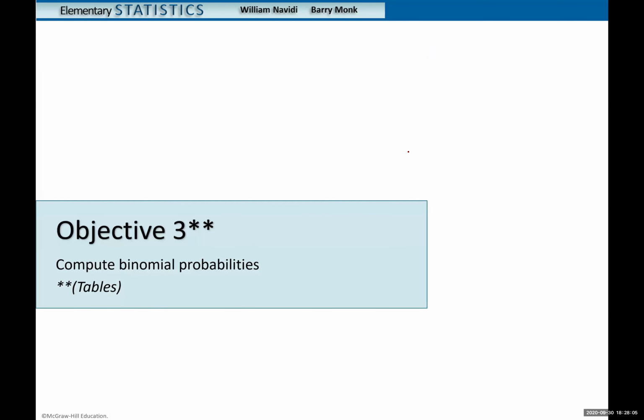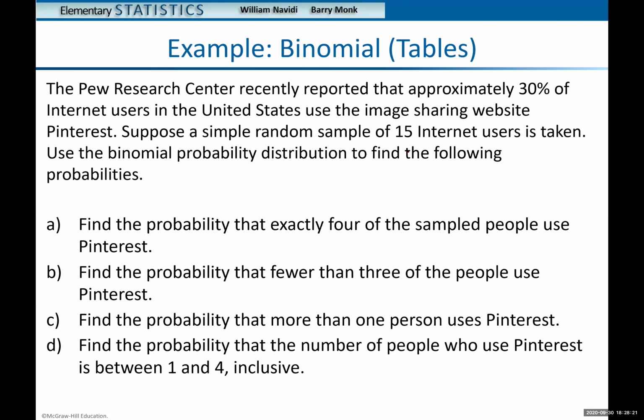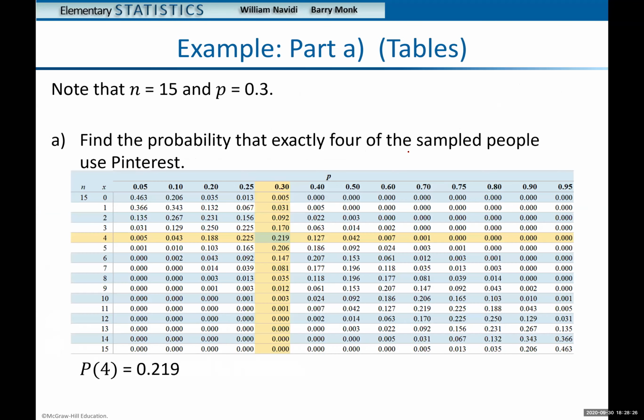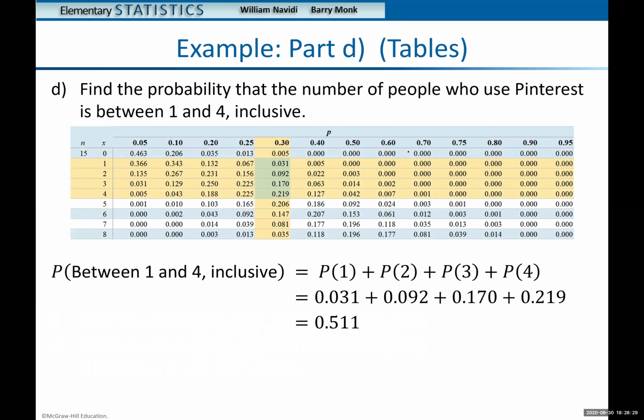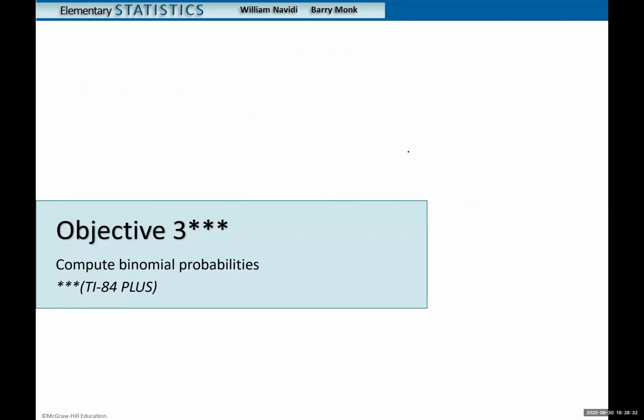The second method, same objective, this time computing probabilities by tables. Again, we're not going to use this because I won't be able to provide you tables. Same problem, to answer A, B, C, and D, and this is by using a table. And the third method, with the same objective, computing the binomial probabilities, is by using the TI-84. And this is a lot easier. Okay, you ready?